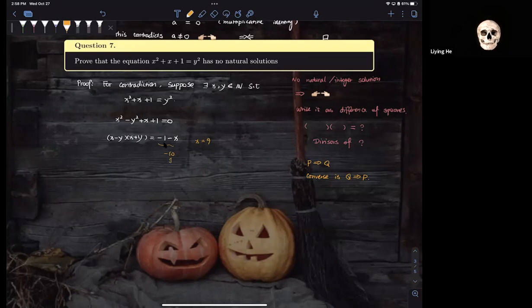Does that make sense? But yeah, you don't know if this is this. You don't know. So this is not the correct way. What do we need to do?